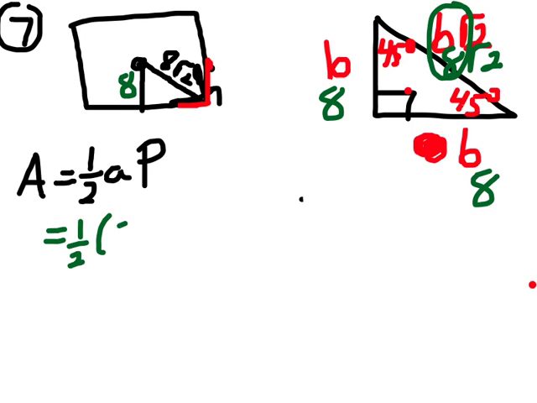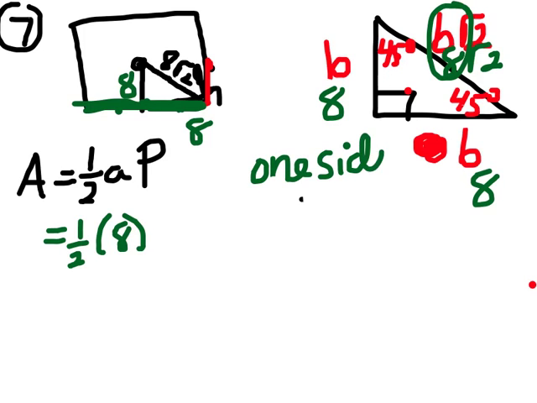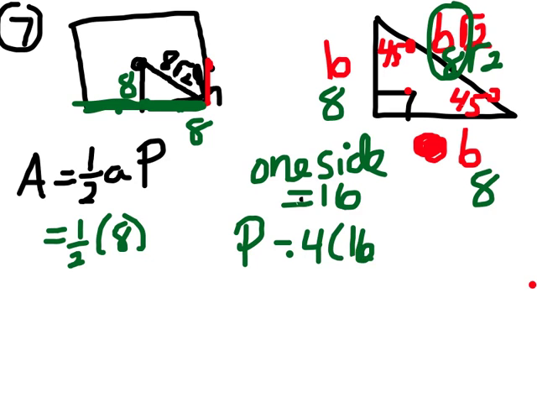1/2, 8. And the perimeter, okay, let's see. That side was 8 and this side was 8, right? This green side I'm drawing on. Now that's half of one side, right? So if I look at a whole side, it would be 8 plus 8 is 16. So one side is 16. So the perimeter would be 4 sides that are 16 units long. So that's 64.